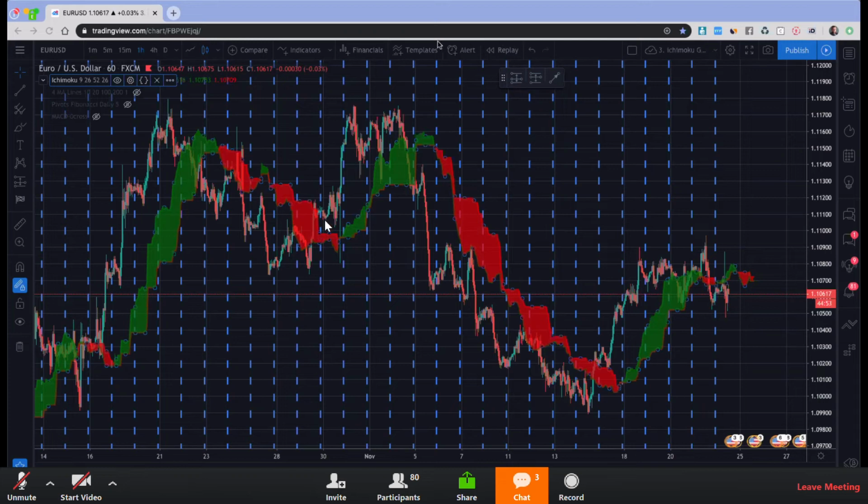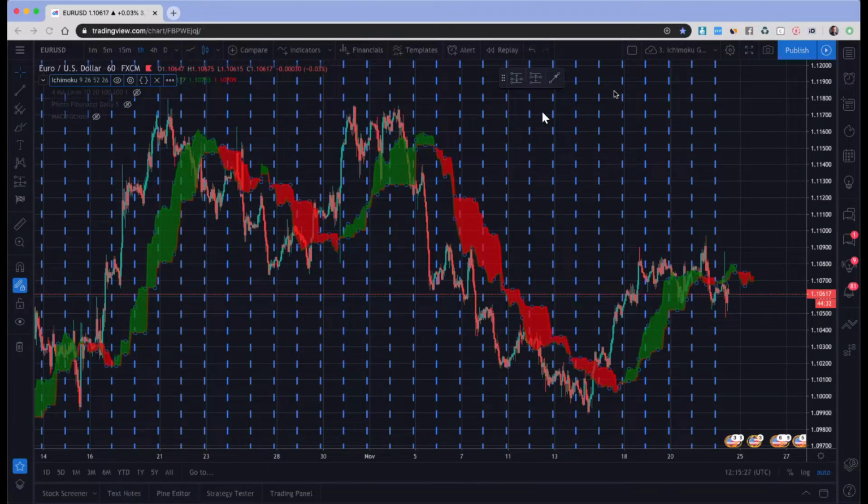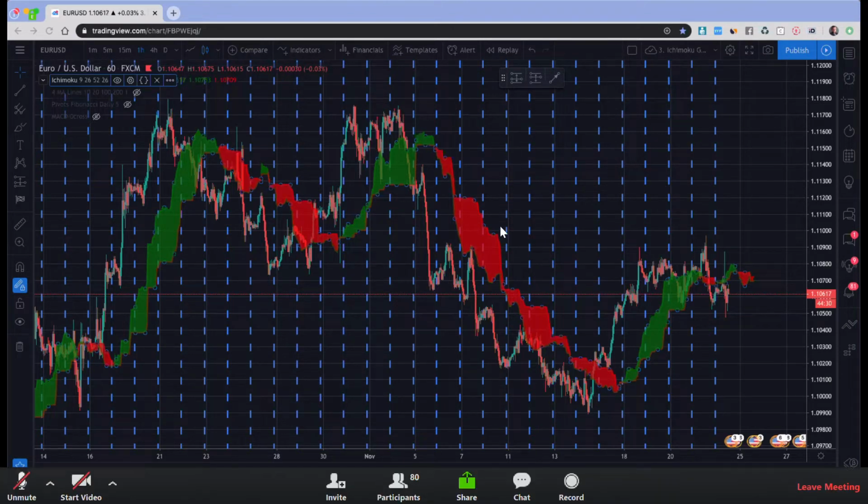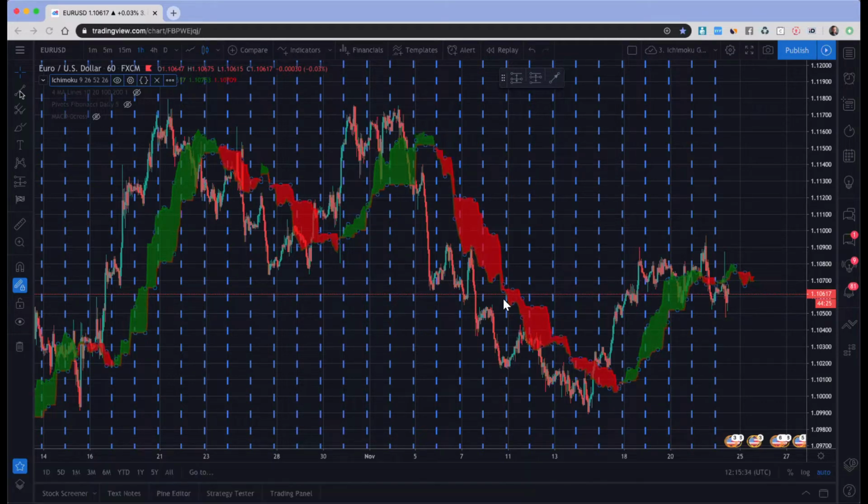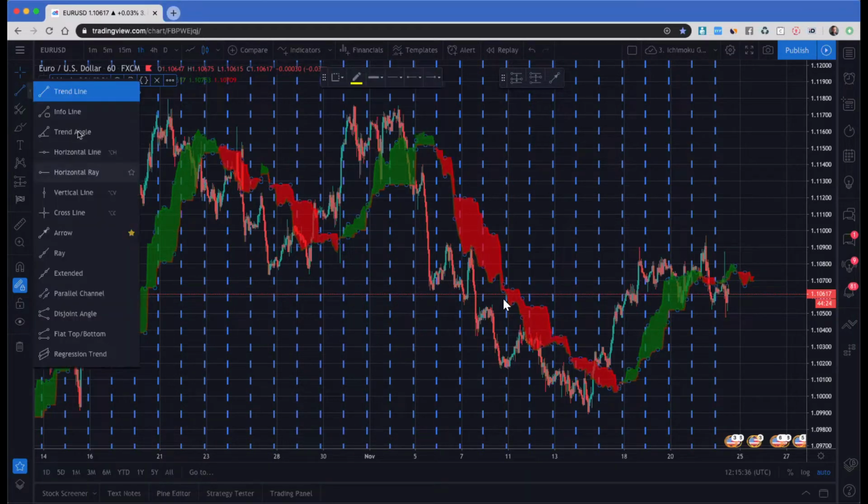I want to draw on the screen, and for some reason that's gone. Chat, invite, record, hide. Okay, so drawing on the screen is not out of the options for this Zoom call. I don't know why. So I will draw it with TradingView then.